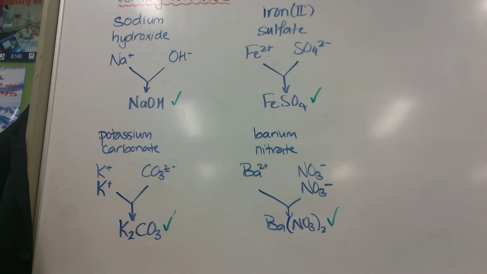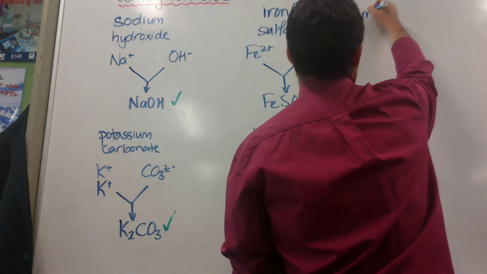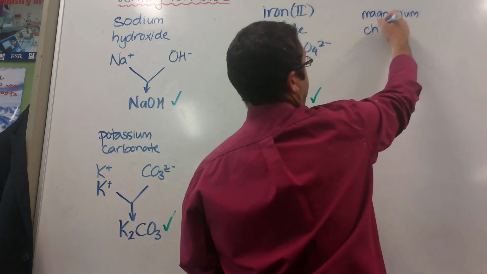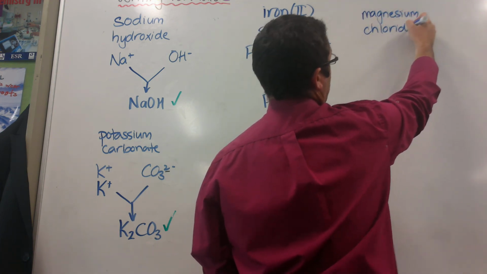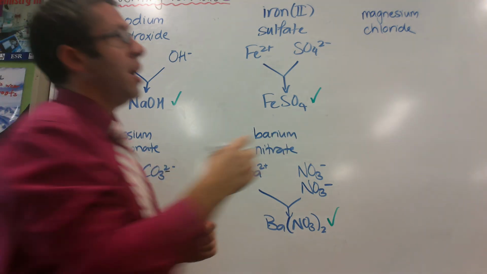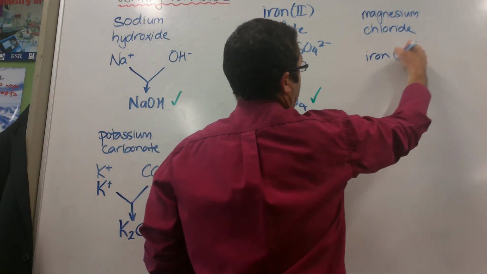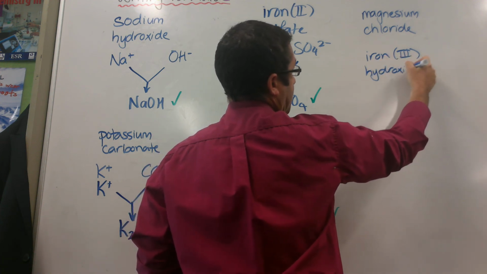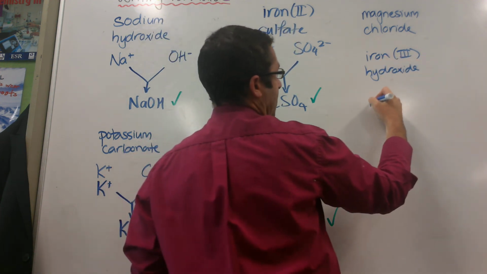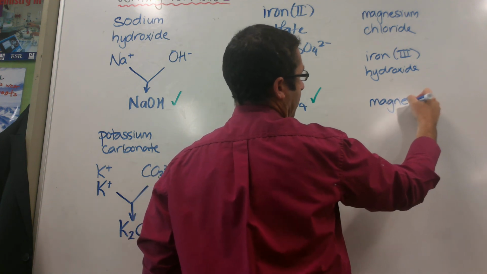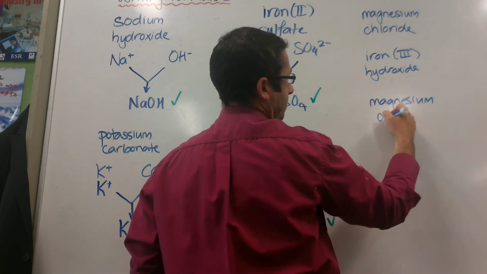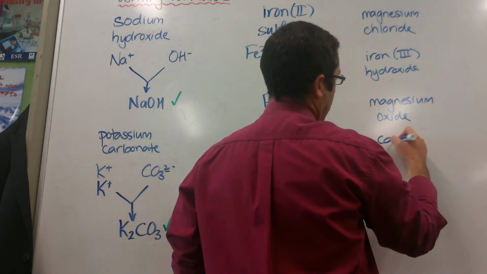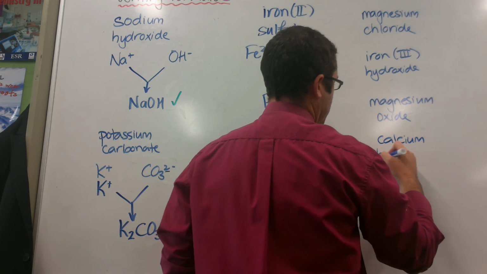The other 4 that you have to do today are magnesium chloride, which we've got the ions for on the right hand board. Iron 3 hydroxide, which is actually not a solution, it's a precipitate or a solid. We had magnesium oxide, also not soluble at all, made when we burn magnesium. And our last one was calcium hydrogen carbonate.